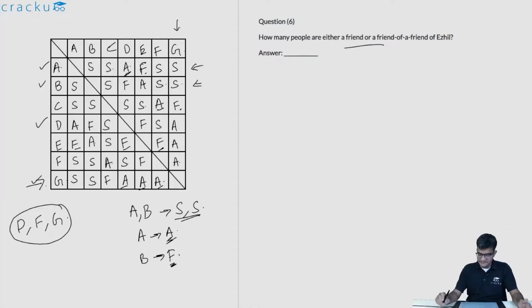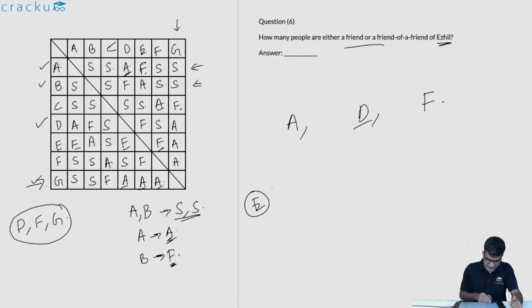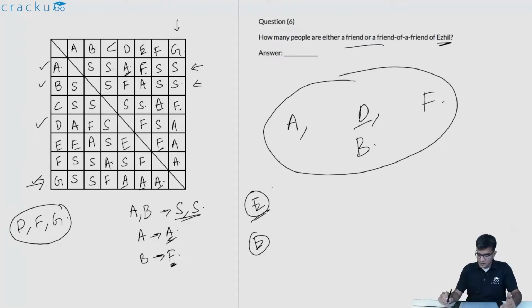How many people are either a friend or a friend of E? If you are looking at E, the friends are A, D and F. If you are looking at the friends of A, there is only one friend of A, that is E, but we are not looking at self-referencing, so we will not count it in the number of people. How many friends does D have? D has B as a friend and D has E as a friend. Again, we are not counting E. If you are looking at F, F has E as a friend, so again we are not counting it. So the number of people who are either a friend or a friend of E is 1, 2, 3 and 4. And they are A, B, D and F.